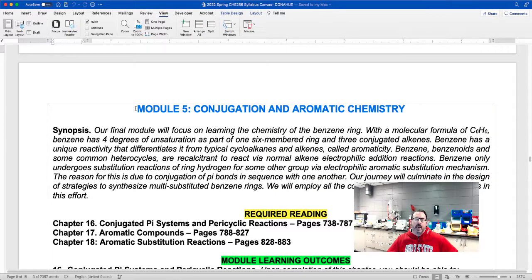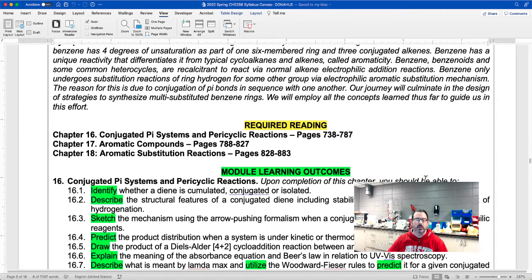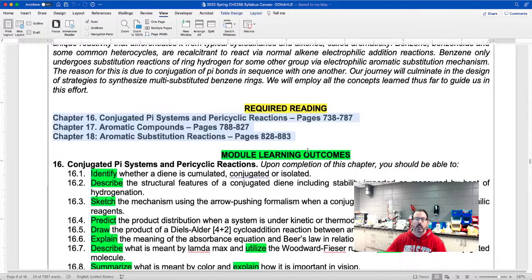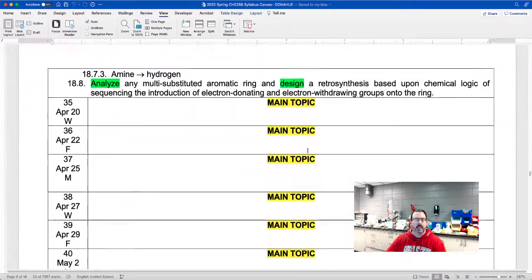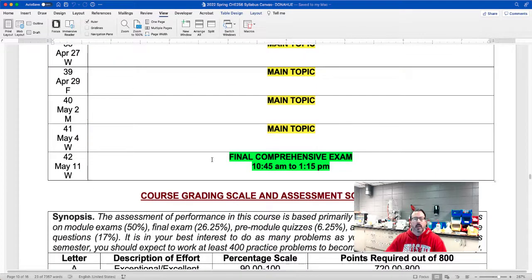And then we're going to round out the semester with Module 5, conjugation and aromatic chemistry on these 3 chapters, 16, 17, and 18. That's the last module because it's essentially looking at the chemistry of the benzene ring in terms of functionalizing it. And your final exam is given on Wednesday, May 11th, and that is a final comprehensive across 255 and 256.